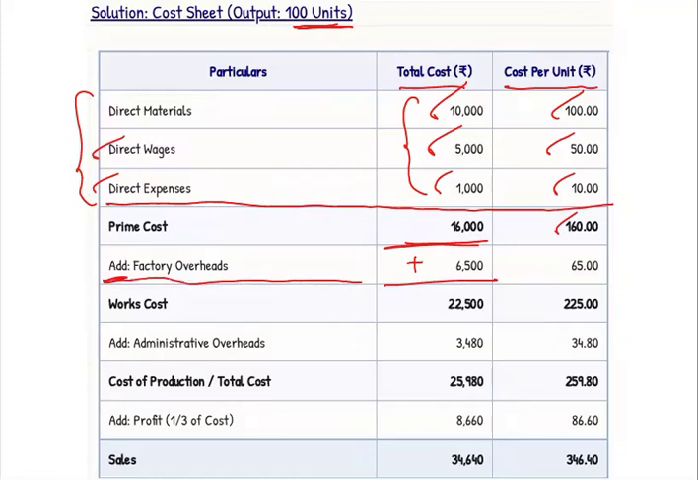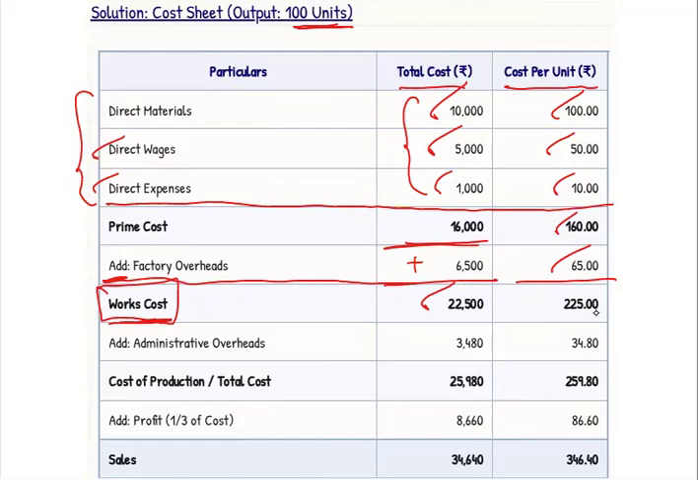That will be called as what? Work cost. How much is work cost? By adding the factory overheads, 22,500. We can find the cost per unit also. The cost per unit for the factory overheads is 6,500 divided by 100 units. That is how much? 65, right? And the total work cost is 22,500. Therefore, 22,500 divided by 100 units, the cost per unit of work cost will be 225.